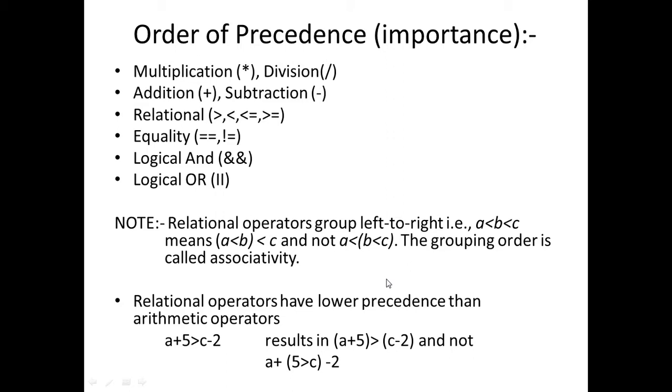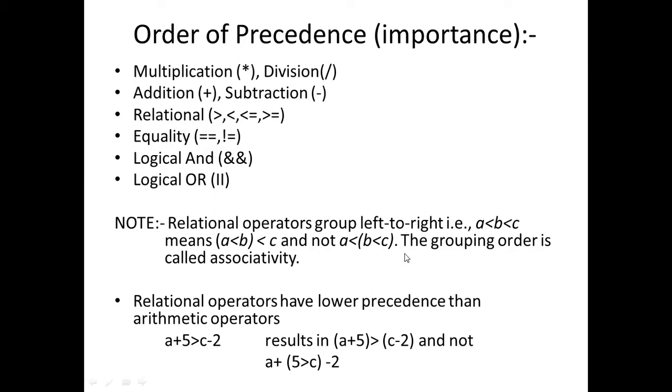What if we have the percent sign to find the remainder? Sir, in which order will it come? It will come after multiplication and division. Here it is part of division. So it will come with division, in the first level of order of precedence.